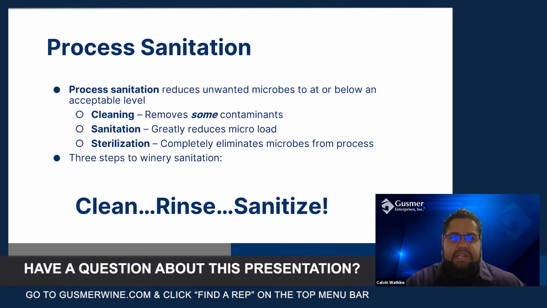So process sanitation. Process sanitation really reduces the unwanted microbes to at or below an acceptable level. You're not sterilizing when you're sanitizing. You're actually just greatly reducing your micro load when you do a sanitation. So cleaning will remove some contaminants. Sanitation will greatly reduce your micro load, and sterilization is defined as completely eliminating your microbes from the process. So there's three easy steps to winery sanitation, and that's to clean, then rinse, then sanitize.